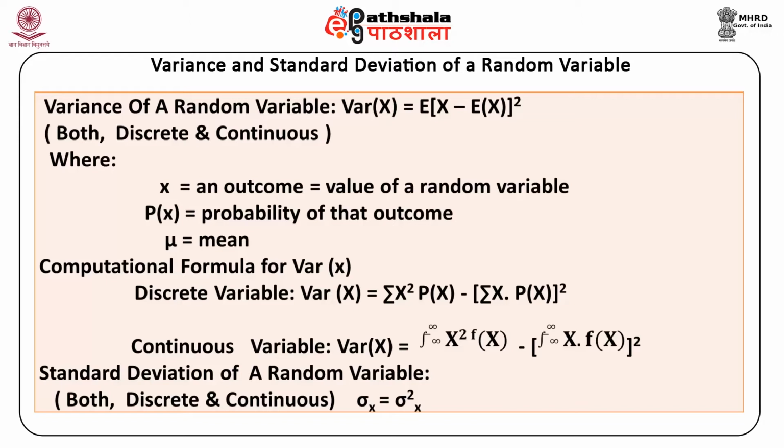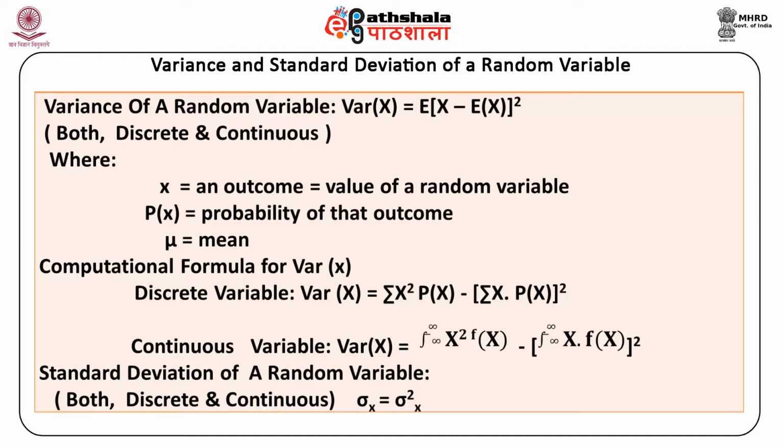Computational formula for variance of x. In case of a discrete variable, variance of x is equal to sigma x square into p(x) minus [sigma x into p(x)] whole square. For a continuous variable, variance of x is defined as integration from minus infinity to infinity, x square into f(x) minus [integration from minus infinity to infinity, x into f(x)] whole square.